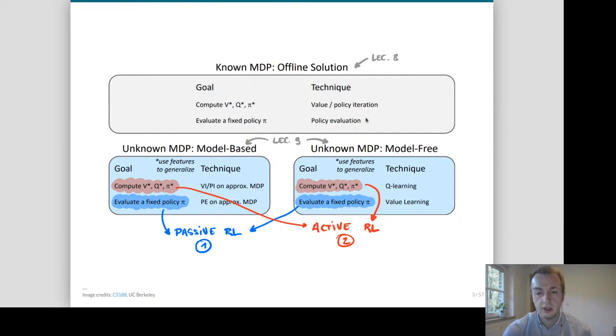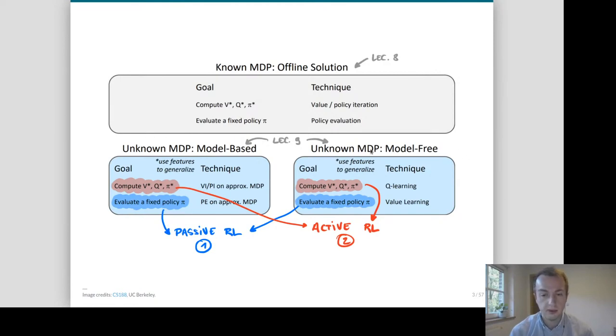And then the second case is when you don't want to explicitly model these transition or reward functions, but directly want to learn the utility of the states or directly want to evaluate the policy. And we'll see that this can actually be achieved, and so we'll see an algorithm known as Q-learning to solve this problem.